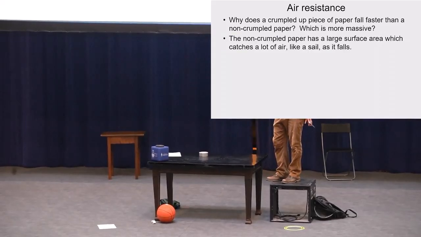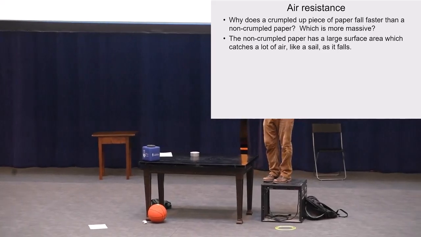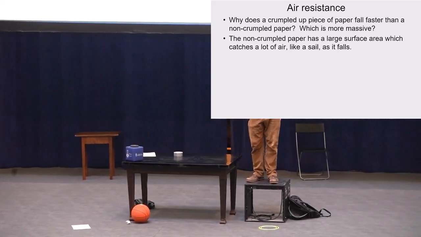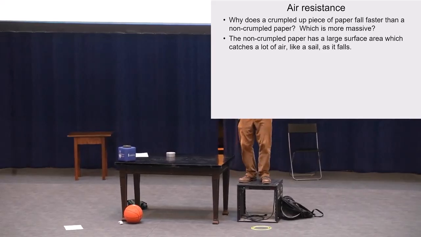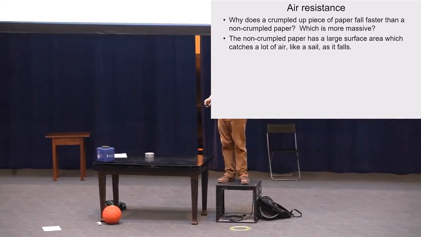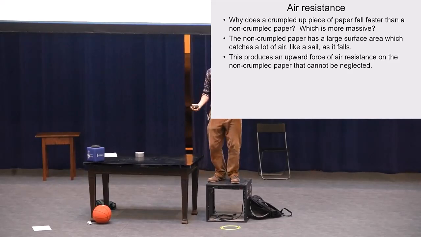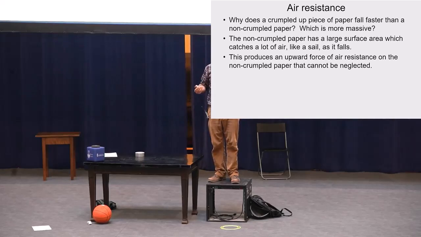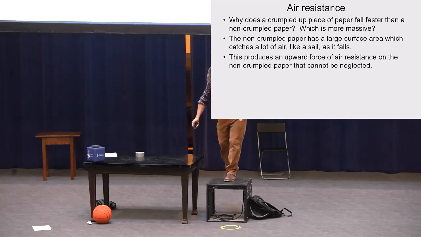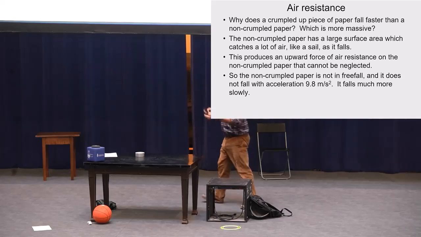The non-crumpled paper has a much bigger surface area, and it's kind of like a sail as it falls, right? If there's wind, which is going to sort of support it. So, as it's falling, in addition to gravity pulling it down, there's an upward force of air resistance. It's like if it's falling through water or some kind of fluid. Air is a fluid, right? So you have to push your way through it, through the fluid of air.